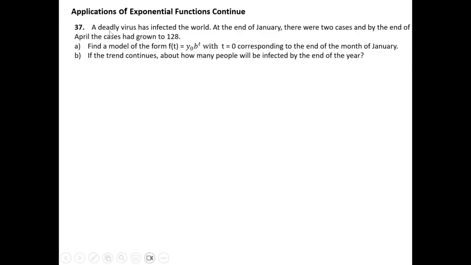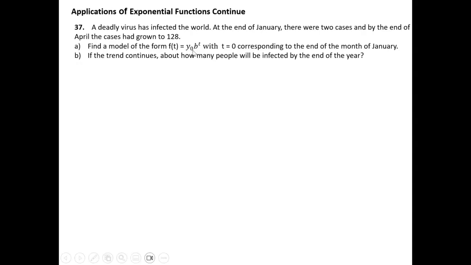It says a deadly virus has affected the world. At the end of January, there were 2 cases, and by the end of April, the cases had grown to 128. For part A, find the model of the form f of t equals y naught times b to the t, with t equals 0 corresponding to the end of the month of January. And for part B, if the trend continues, about how many people will be infected by the given year.